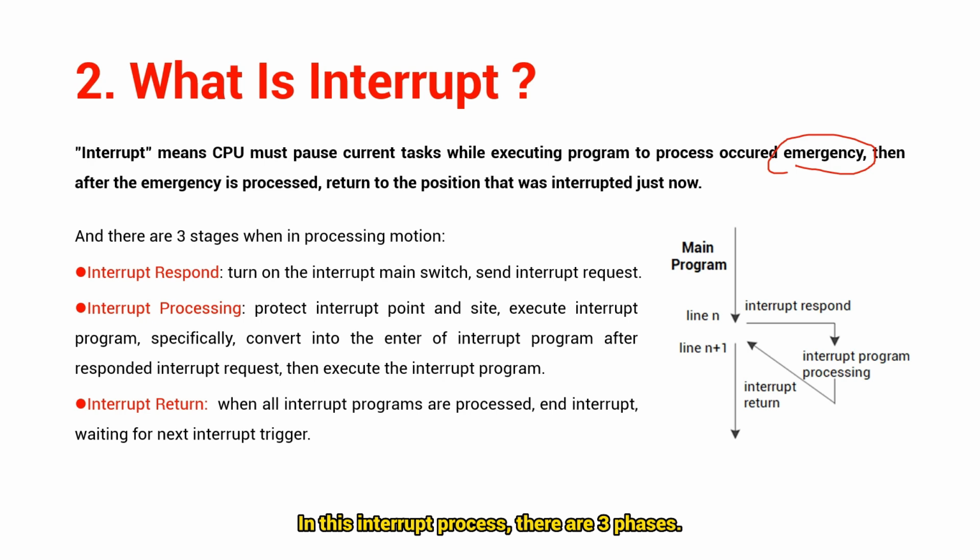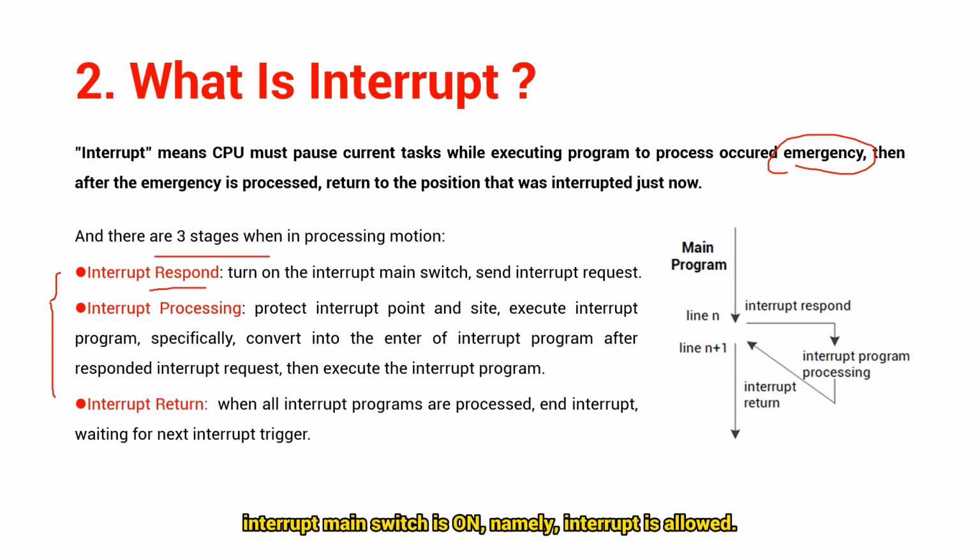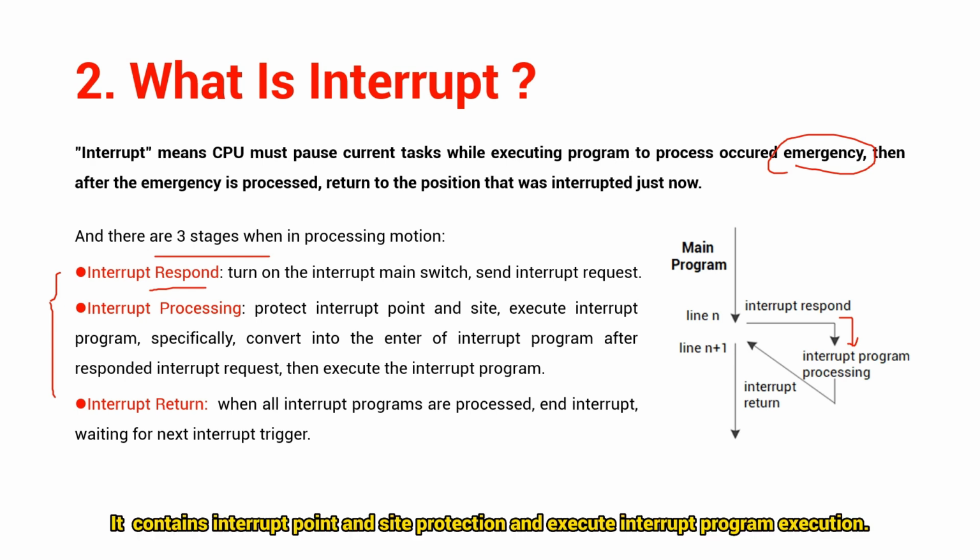In this interrupt process, there are three phases. First one, interrupt response. It should meet two requirements: the interrupt main switch is on, namely, interrupt is allowed, and an interrupt request is sent. Second one, interrupt processing. It contains interrupt point and site protection, and interrupt program execution.